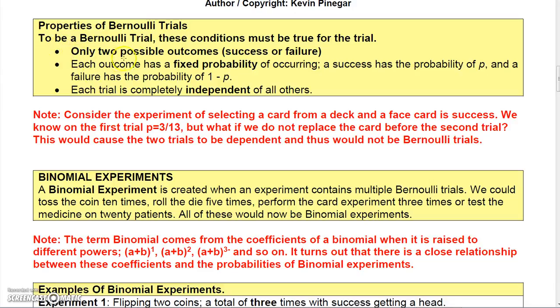Okay, so what are the properties of a Bernoulli trial? You must have only two possible outcomes. Each outcome has a fixed probability of occurring, and each trial is independent of all others. In other words, if we roll a die, the first time we roll it, the probability of getting a 3 is going to be 1/6. And then if we do it again, the probability of getting a 3 is still 1/6, and so on.